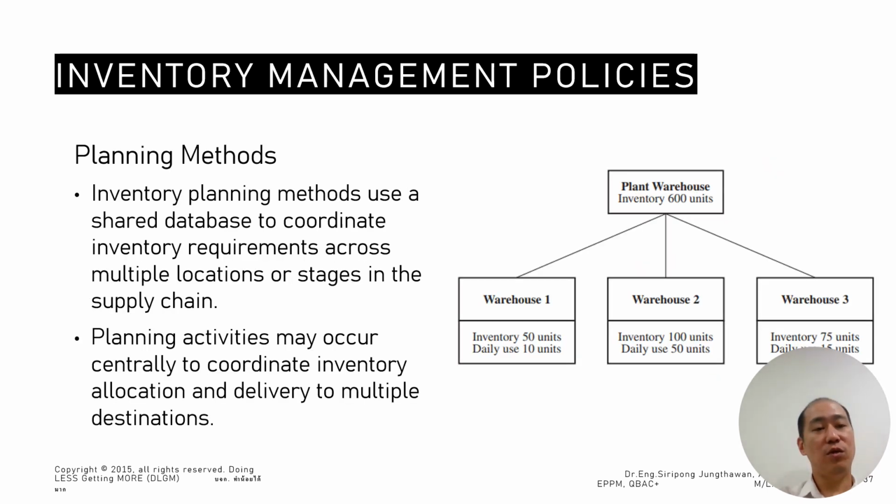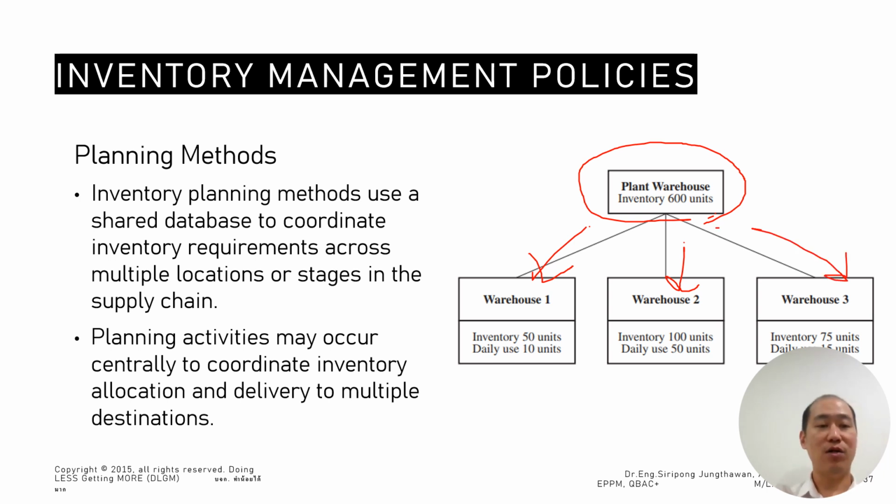Okay, you can see inventory management policy. We have the planning method. First of all, you have to check the top inventory. We have a safety unit for inventory, and then you have to pay for the first one 50, pay for the second one, and pay for the third one.